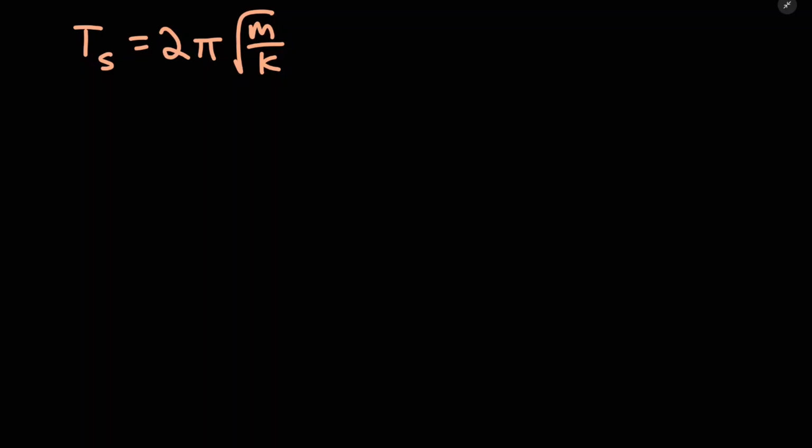is equal to 2 pi times the square root of the mass of the oscillating object divided by K, where K is the spring constant.